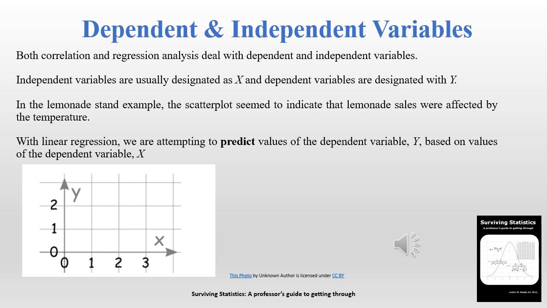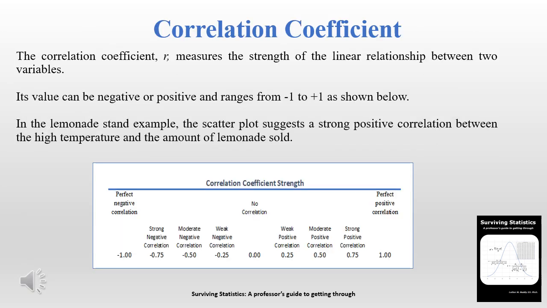As we saw in that little scatter plot, there appeared to be some sort of a correlation between the temperature and how high the value of Y, or the lemonade sold, actually was. We measure the strength of the correlation with the correlation coefficient, which we designate as R. And R can range from -1 to +1, as we see in the little illustration on the screen here.